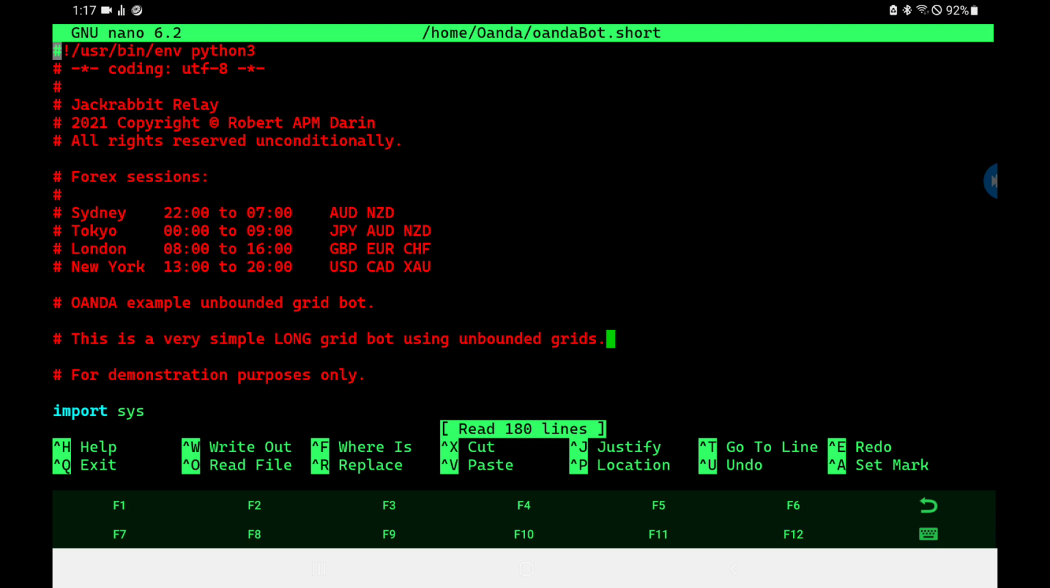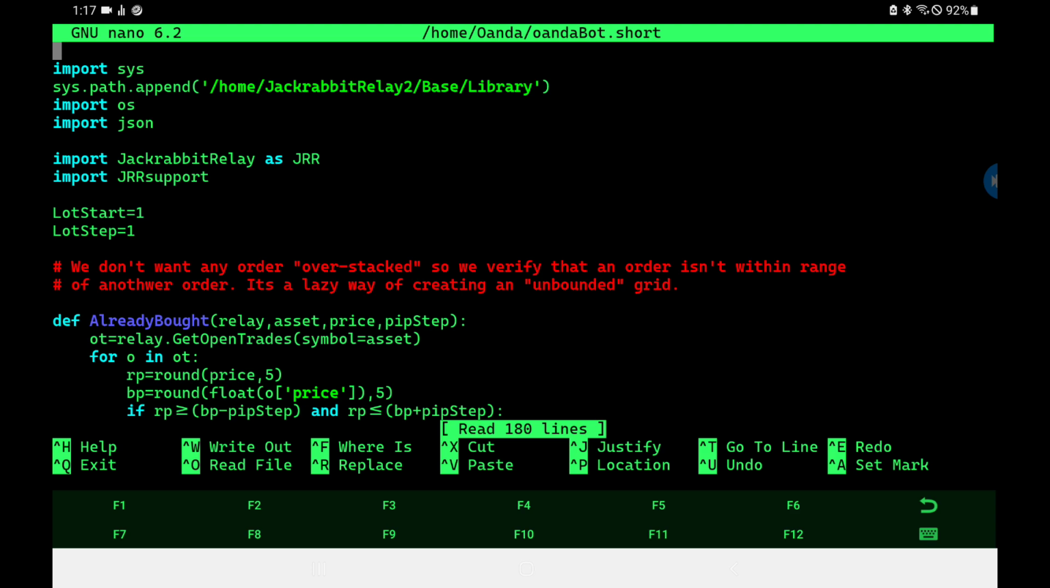Now I use the Jackrabbit Relay framework. And in fact, when I started building the Oanda library for this series, I explicitly wanted to build it in such a way that when it came time to integrate into the bigger picture, it became an easy way to understand the next step. And you'll see just how easy this bot is because of that approach.